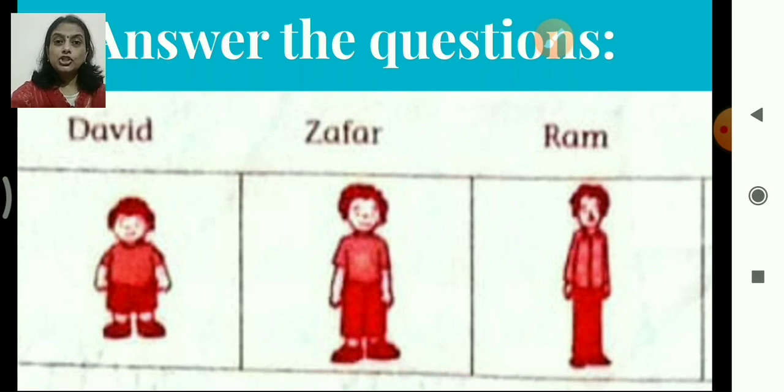Now you can see a picture of 3 boys, right? And they have their names also. David, Zafar and Ram. So these are the 3 boys. Now are they the same or are they different? They are different, right? They look different from each other. Someone is short, someone is tall, isn't it? Now, looking at these pictures, we have to answer some questions. Ready? Shall we go ahead?